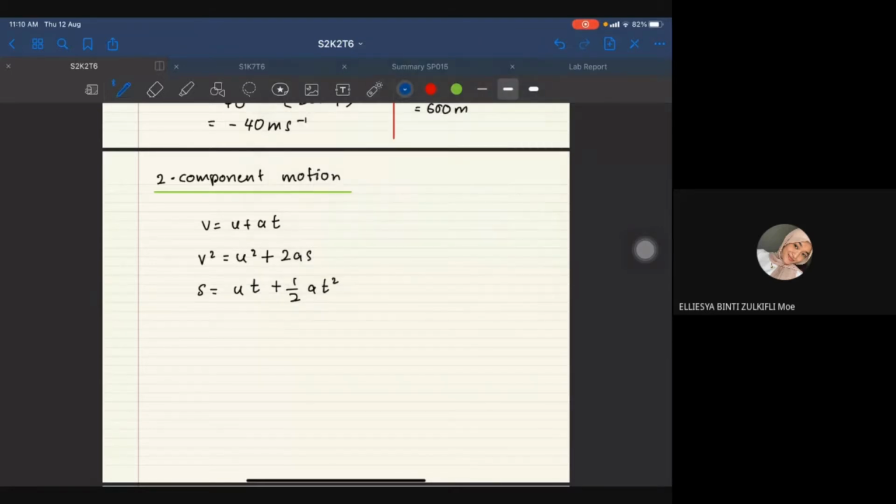For example, I can write this one as my Vx, Ux, Ax. So the time doesn't have any component lah, because it's a scalar. V square here would be Vx square, Ux square plus 2Ax Sx. Okay, so basically I just add the subscript x over there. So basically when I put that, we are talking about a motion that involves the X component only.